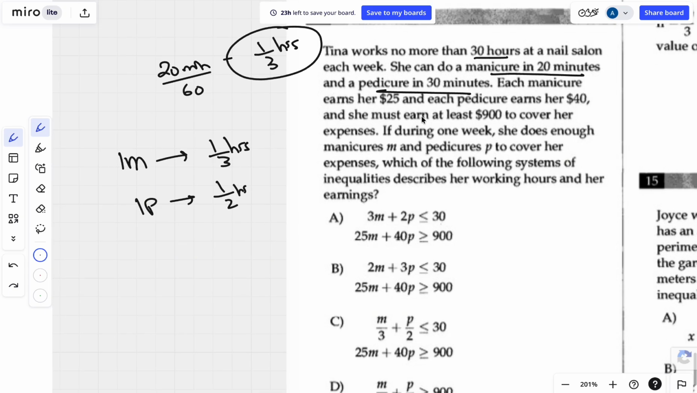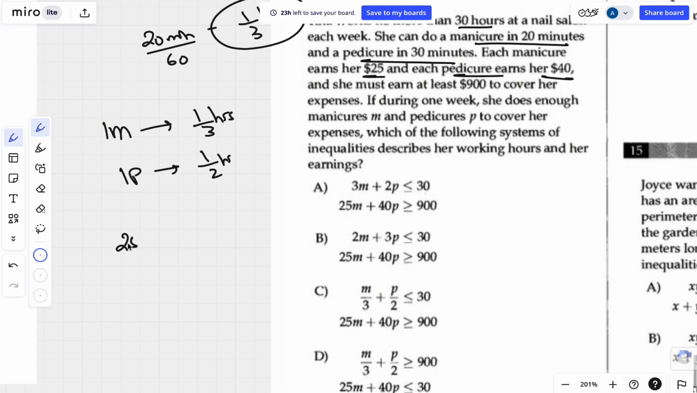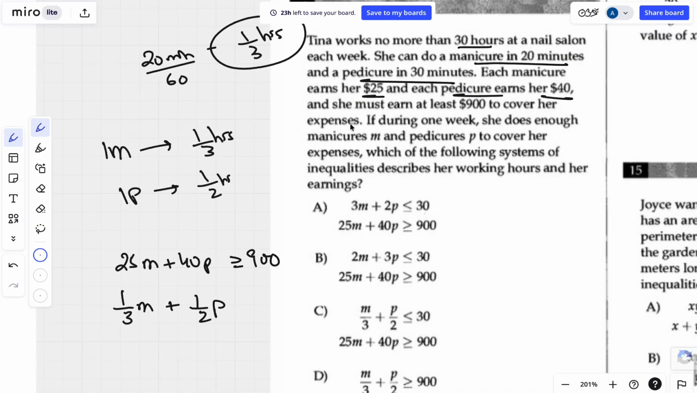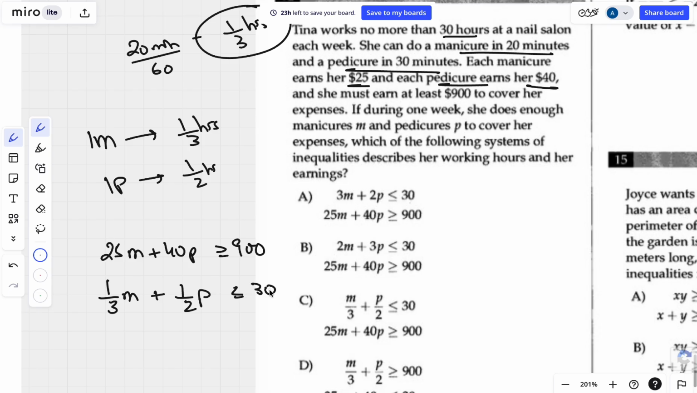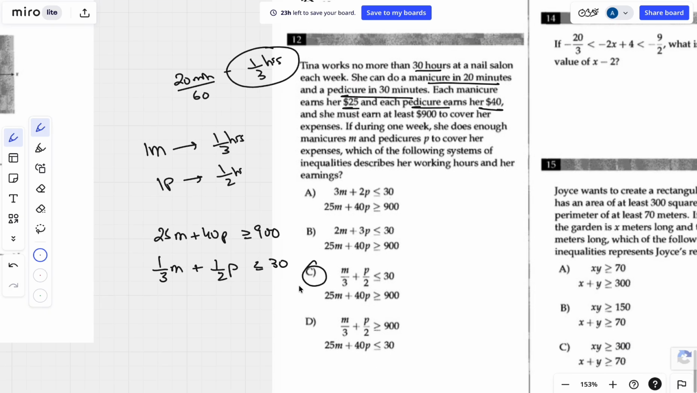So the cost is going to be 25 for manicure, 40 for pedicure. So we can say 25m for manicure plus 40p for pedicure should be at least 900. So that's greater than or equal to 900. At least means greater than or equal to. And then the time is going to be 1 over 3m, because that's the time for manicure, plus 1 over 2p, that's the time for pedicure, should be no more than 30, less than or equal to 30. So we're looking for this. That has to be C. C is going to be correct.